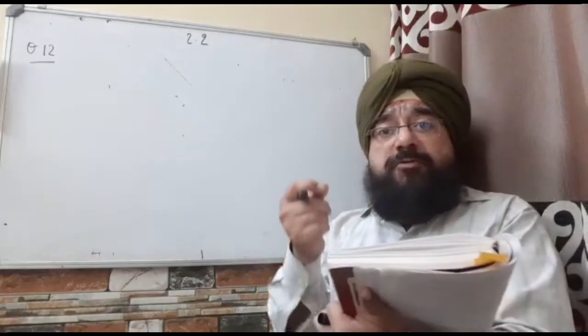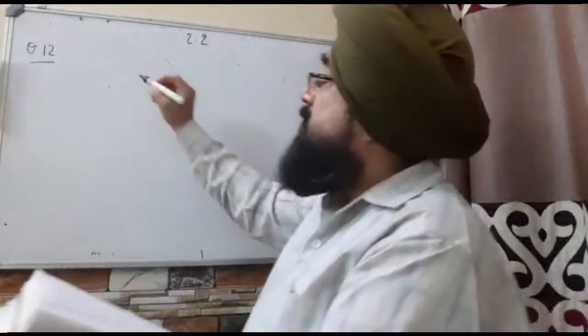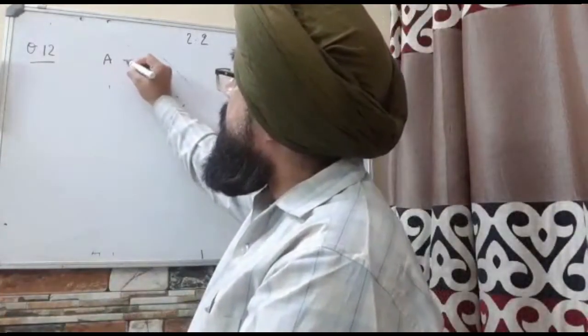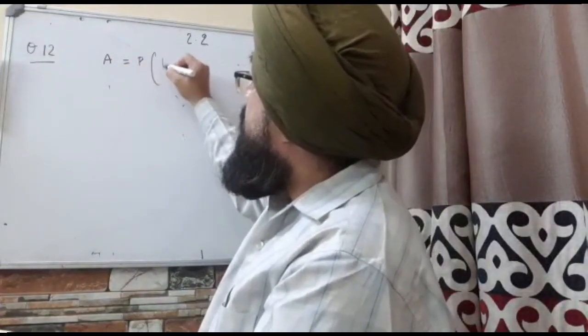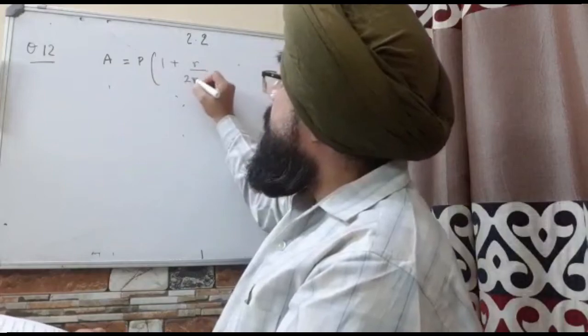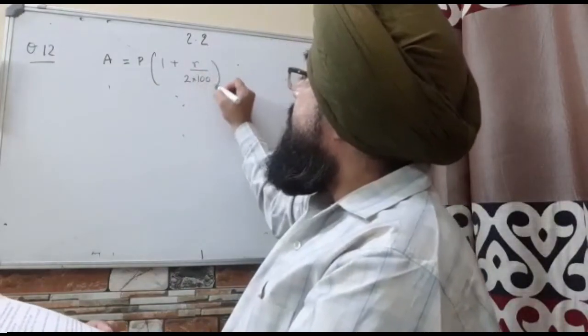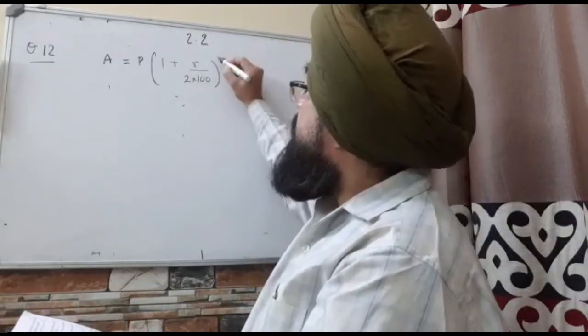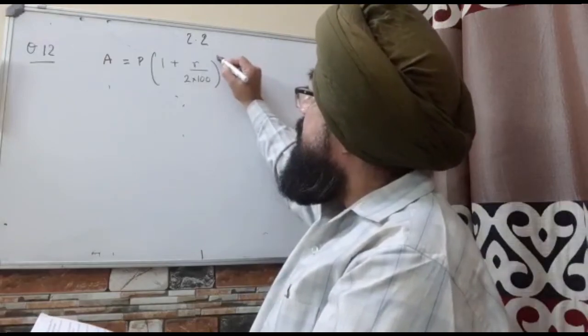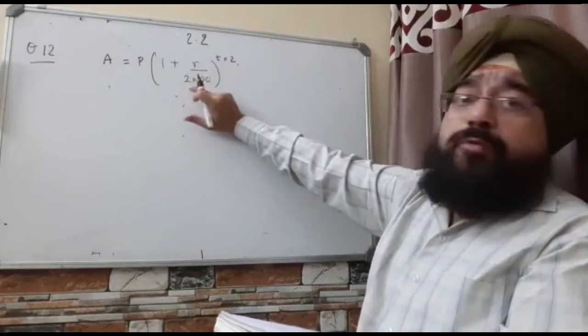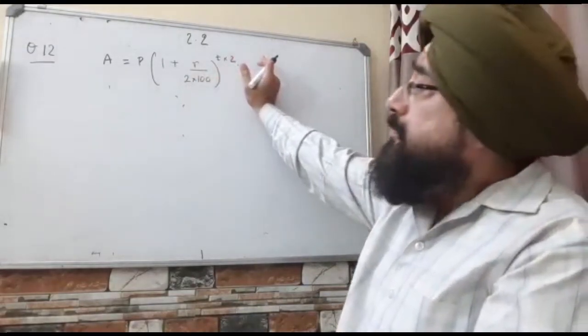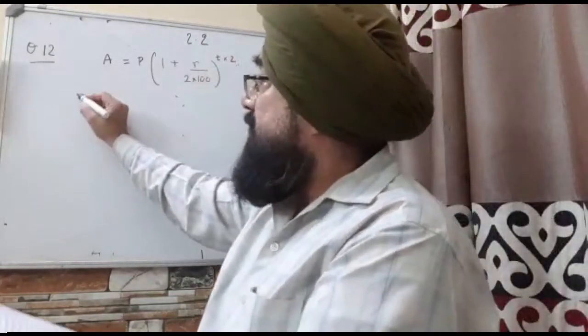When interest is compounded half yearly, dear students, you have to follow this formula. That is, A is equal to P times the bracket 1 plus R upon 2 into 100, and in the bracket raised to the power T or N into 2, because it is compounded semi-annually. So rate upon 2, time into 2. I am using this formula this time.